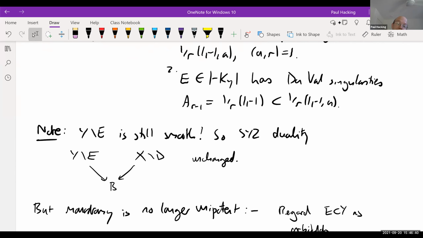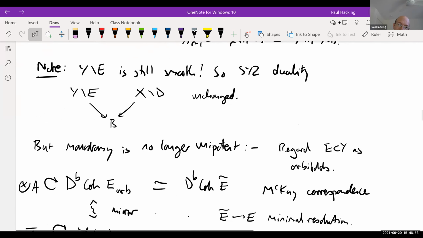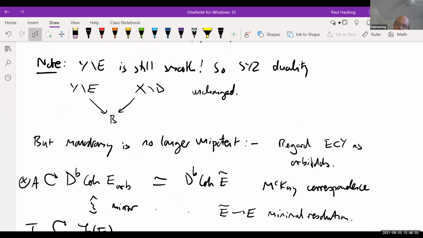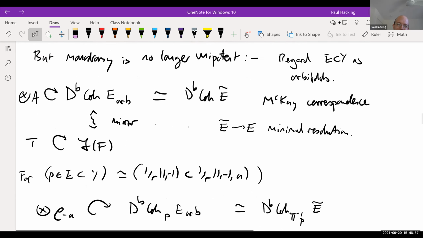The monodromy at infinity is no longer going to be unipotent. And so let me just explain this from the point of view of homological mirror symmetry. Again, this is another thing I learned when I was a graduate student through many talks of Miles and others at Warwick. So let's regard E as an orbifold. Remember, it's K3 with some Duval singularities. It's an orbifold, if you like.